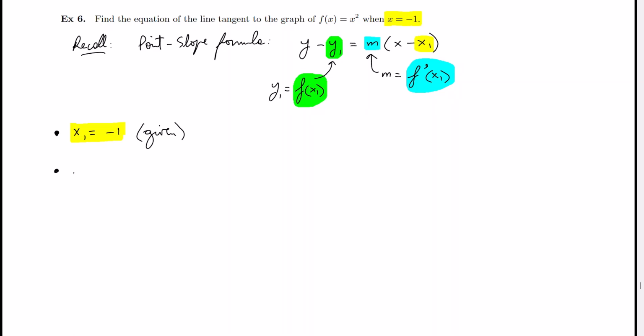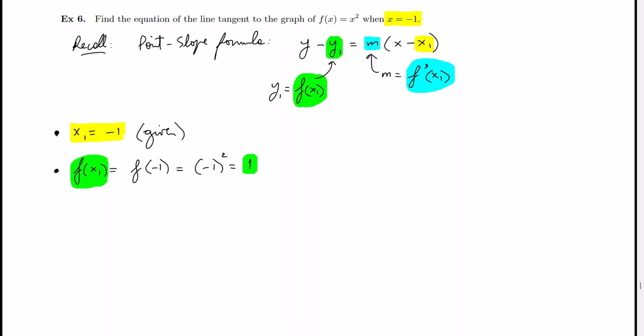Next, I will find f of x1, because that's usually the easier one of these two that are missing. And f of x1 is basically f of -1. So I just need to find what the y-coordinate is going to be when I put -1 into my equation for f of x. So put it into the equation of f of x, and you get -1 squared, and -1 squared is just simply equal to 1. So this is the y-coordinate when x is equal to -1.